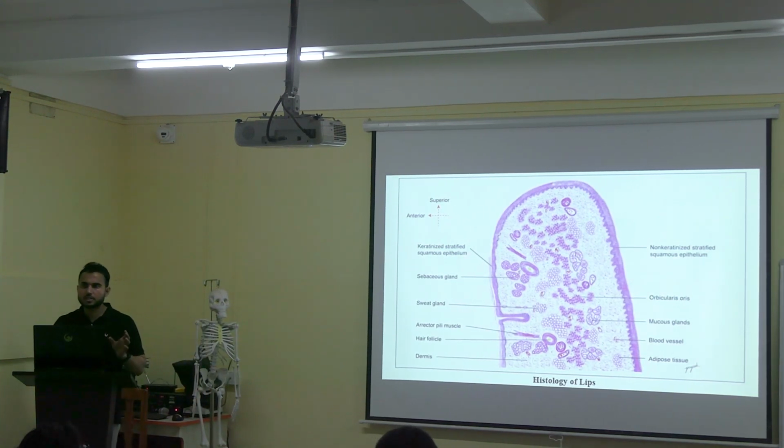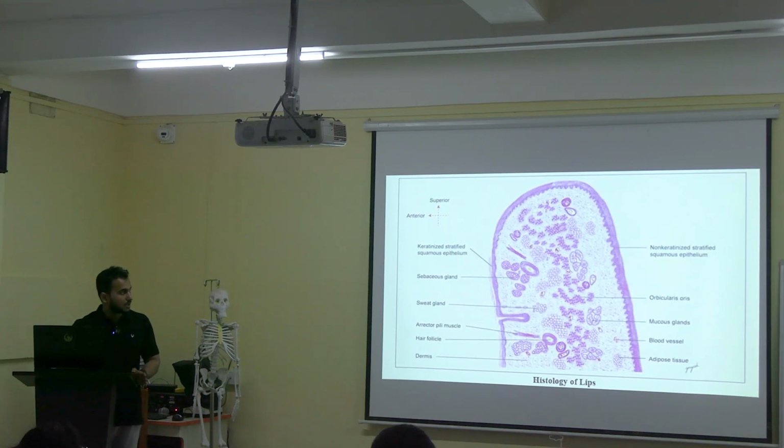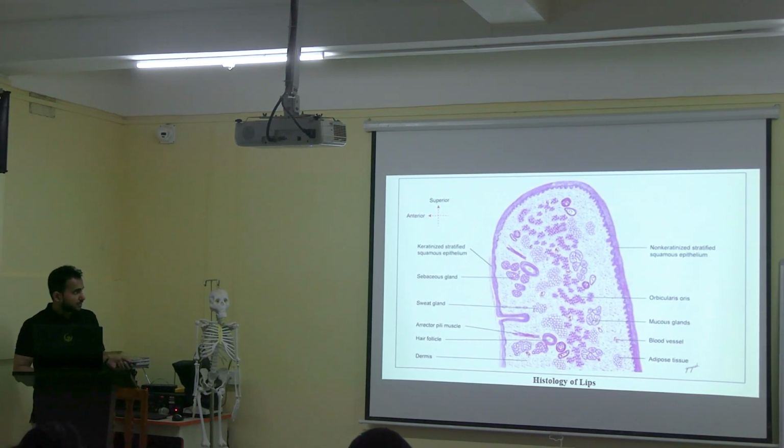Okay, so the mucocutaneous junction is not seen so well in the microscopic structure. But directly you can see the mucocutaneous junction. This means it is not a microscopic feature. So that is all about the lip.